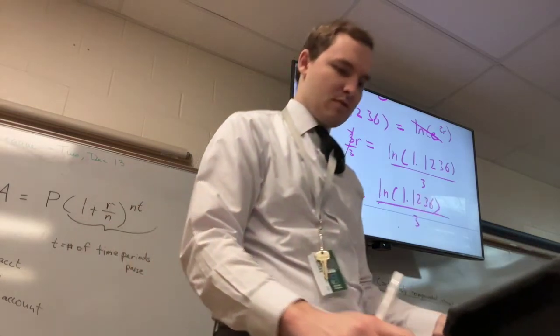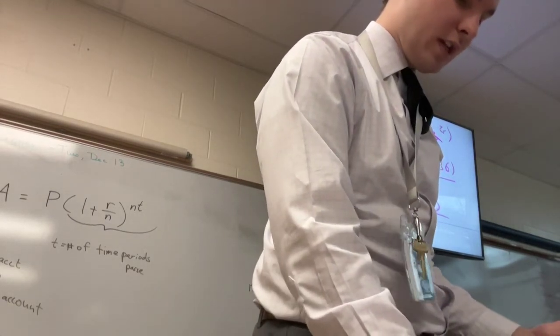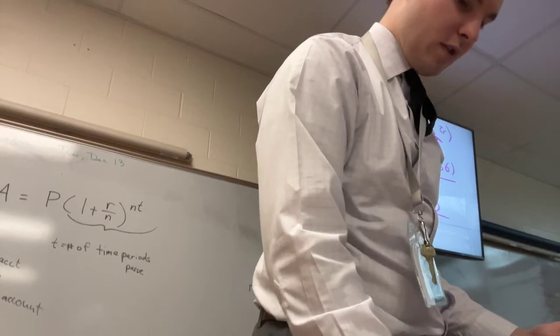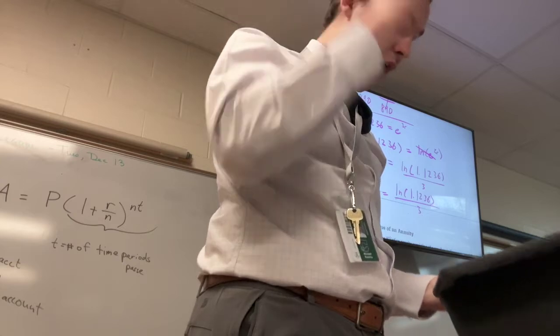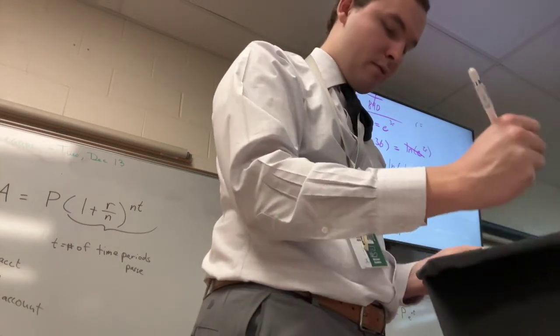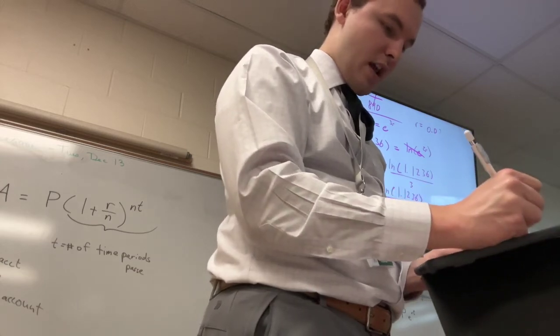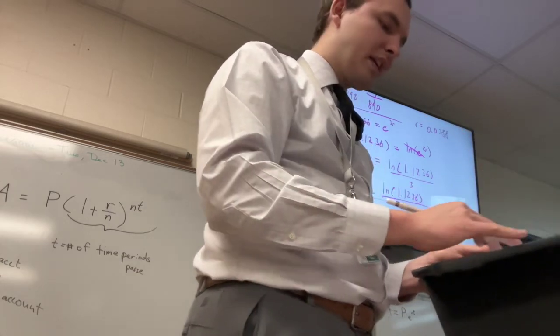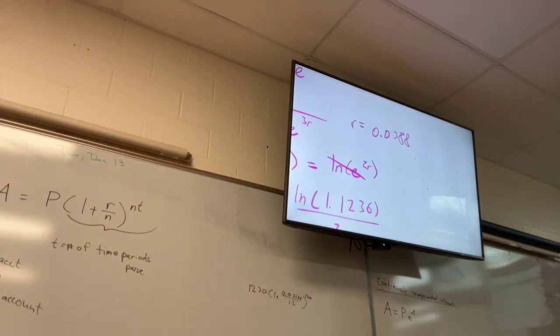Do you want me to show that on my calculator? Can you do it on your own? You should be able to just do ln 1.1236 divided by 3. So the R that I got out of my calculator was 0.0388. Okay, what is that as a percent? Going back to percents, it'd be 3.88%. That's pretty safe.